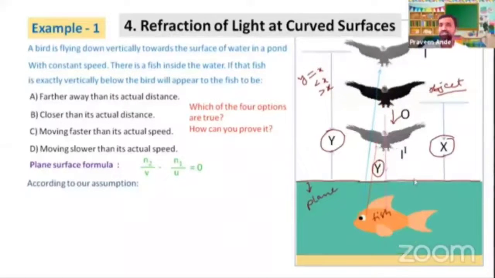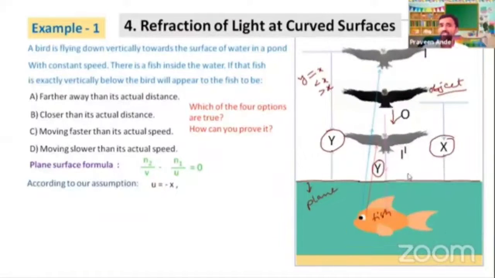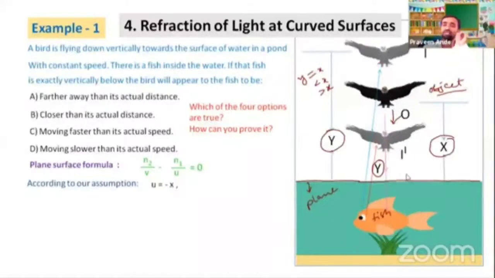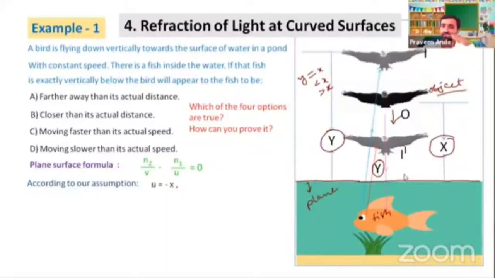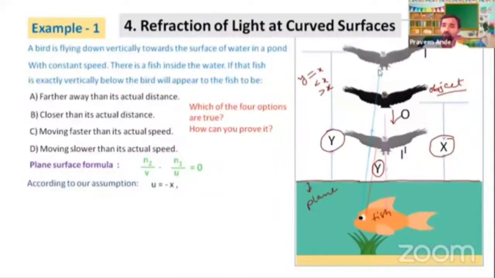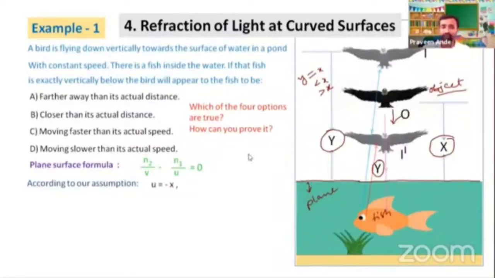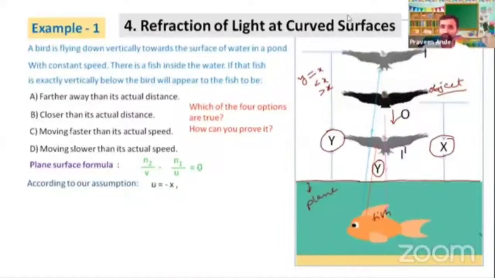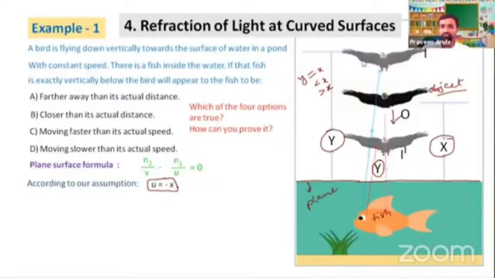So here the object distance is equal to x, but I have written minus x. Why? According to the sign convention, all the distances should be measured from the interface. From the interface, the object is upward, so you are moving opposite to the incident light ray. That is why I took negative for x. Is it clear? Why minus? It is according to the sign convention.